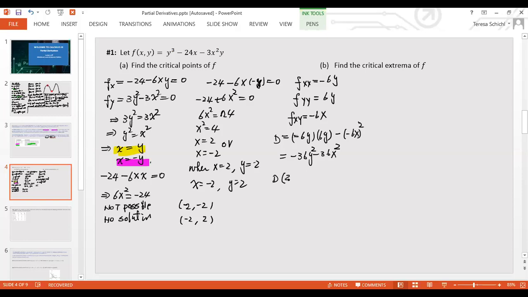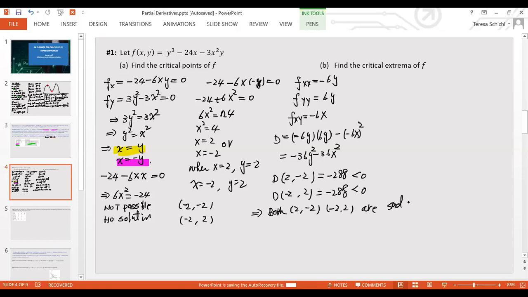Now let's take a look at D. I put in my critical points (2, negative 2) and (negative 2, 2). So D at (2, negative 2) is negative 288, and D at (negative 2, 2) is also negative 288. So this is less than 0, which means one goes up and one goes down, right? So what are those points if D is less than 0? Both (2, negative 2) and (negative 2, 2) are what type of point? A saddle point.